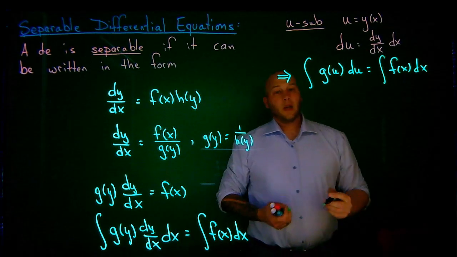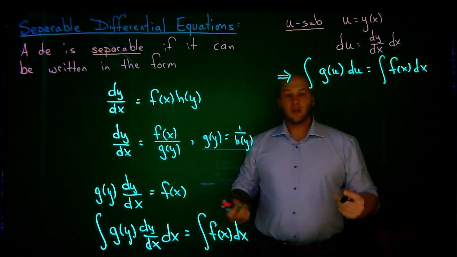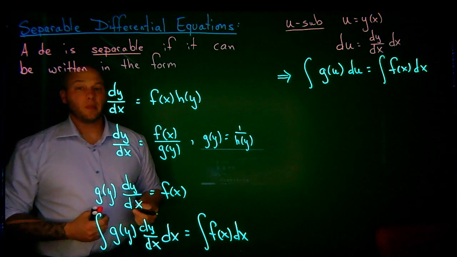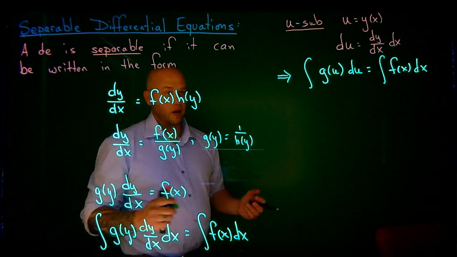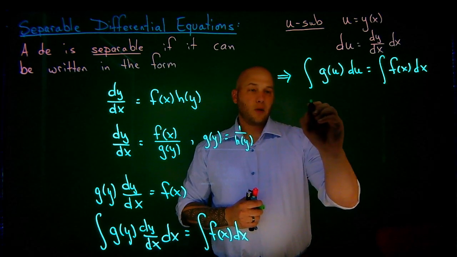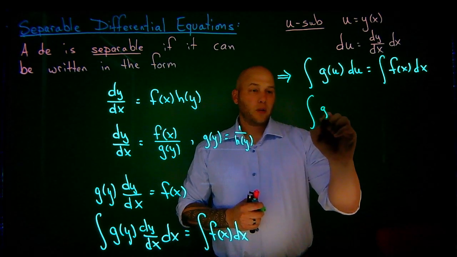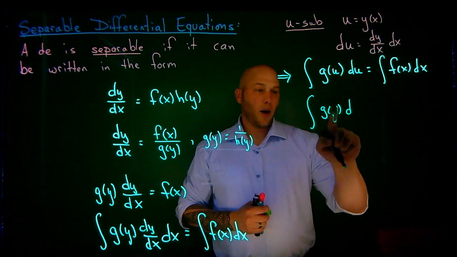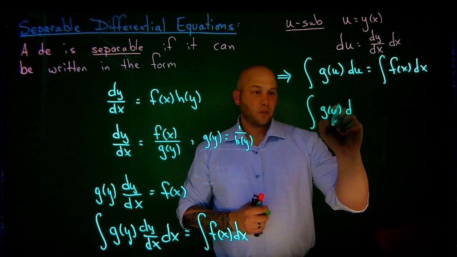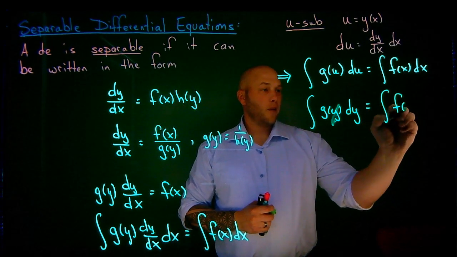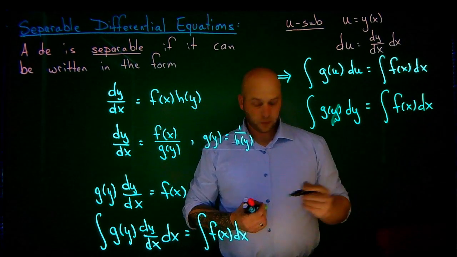Now, within this integral of g, remember that u is simply a dummy variable. I can replace it with any letter I like. So I'm going to replace it with y, and that gives me the following: the integral of g of y dy is equal to the integral of f of x dx.